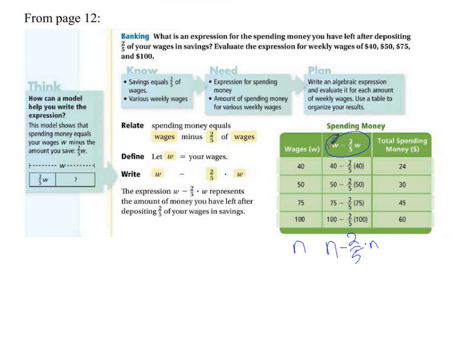So the table, if you can put it into a table, starts to reveal the pattern. We have 40 minus 2/5 times 40, 50 minus 2/5 times 50, 75 minus 2/5 times 75, 100 minus 2/5 times 100. Notice what's changing every time? The 2/5 stays the same, but the 40, the 50, the 75, the 100, each one of those is changing. And that's why that is our variable when we write that down.